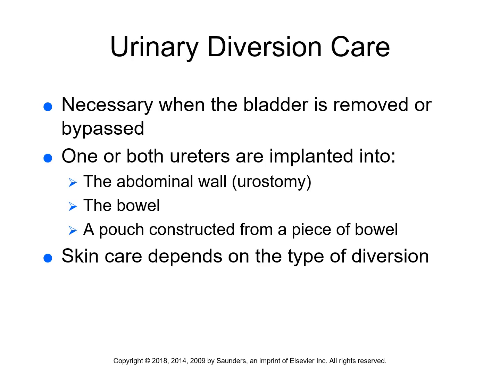Urinary diversions and care are necessary when the bladder is removed or bypassed. This is when one or both ureters are implanted into the abdominal wall. That's a urostomy. We have colostomies and ileostomies, which deal with the bowel. This deals with the kidney and the bladder. If I have bladder cancer and my bladder has to be removed, I would have a urostomy for the rest of my life because the bladder's gone, and they take those ureters and implant them in my abdominal wall, creating an ostomy, a urostomy.